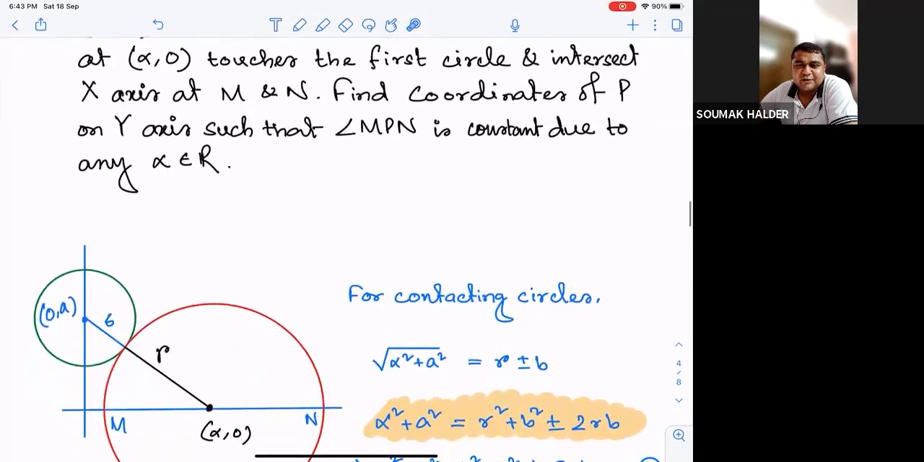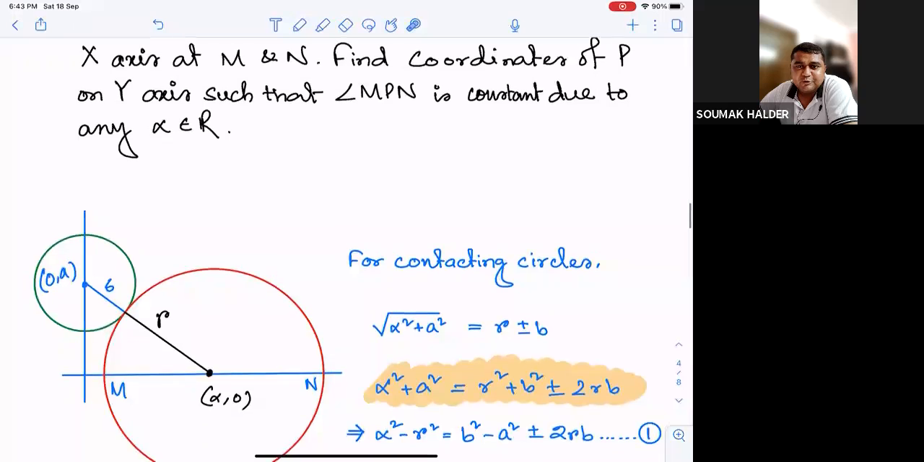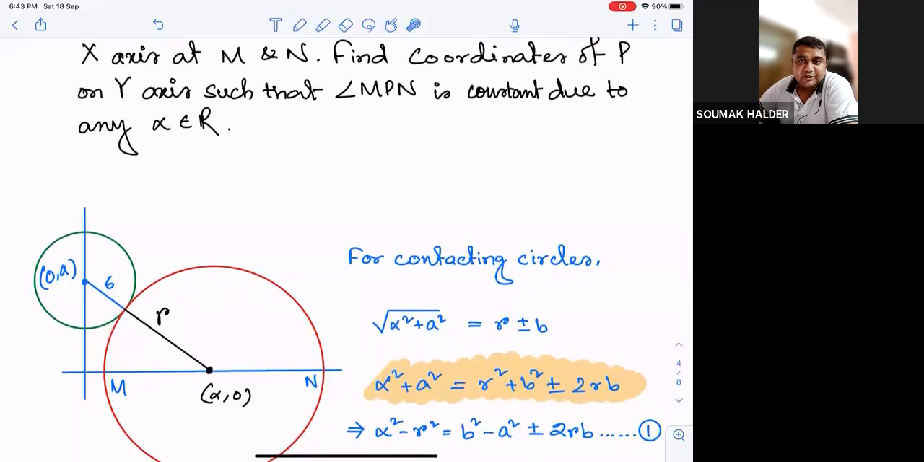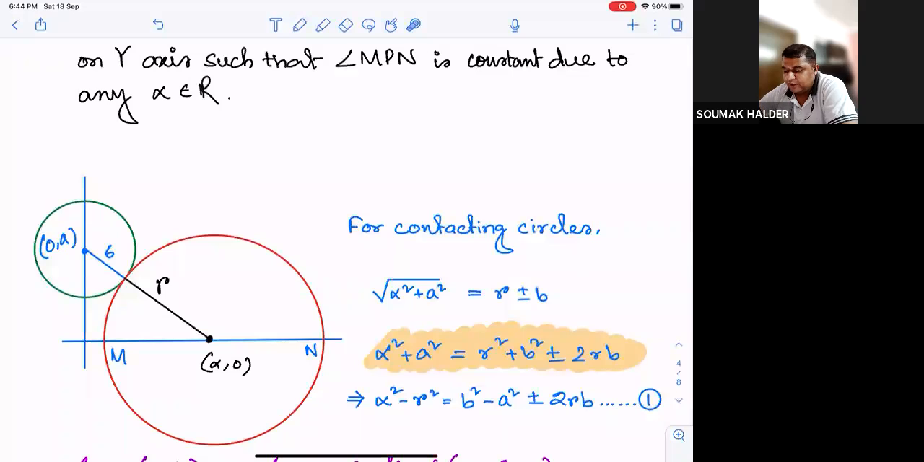I have just drawn the external contact, because if I need to draw the circle which will contain the green circle inside, it will be of huge size. But I have kept the opportunity open, because for contacting circles, the distance of the centers, root over alpha square plus a square, will be the same as the sum or difference of the radii. So I have kept both opportunities open and then gone for the squaring of both sides. That gives us alpha square plus a square is equal to r square plus b square plus or minus 2rb.